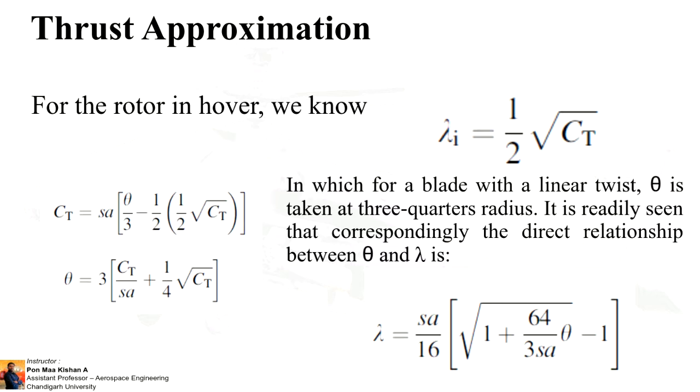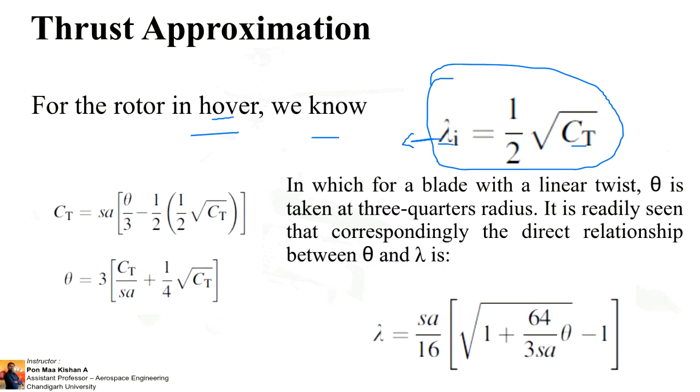So for the rotor in hover, this we have derived from momentum theory. I hope you remember. I request you to get back to the slides once again, so that you can remember how we derived this equation. So lambda i is the induced velocity for hovering condition. I am speaking only about hover; lambda will change for climb and also for descent. So for vertical hovering, lambda i equals the square root of coefficient of thrust divided by 2.